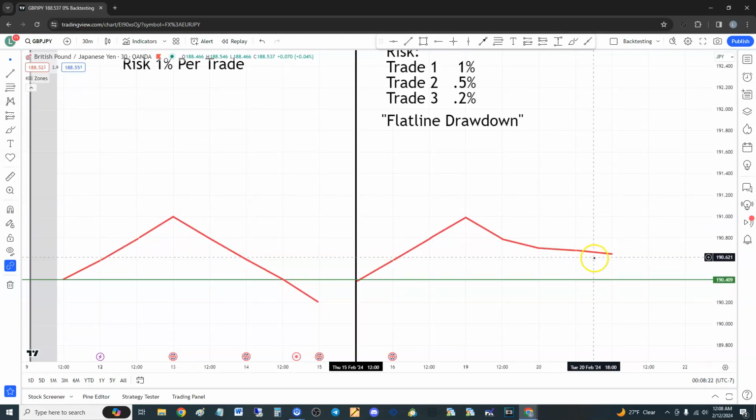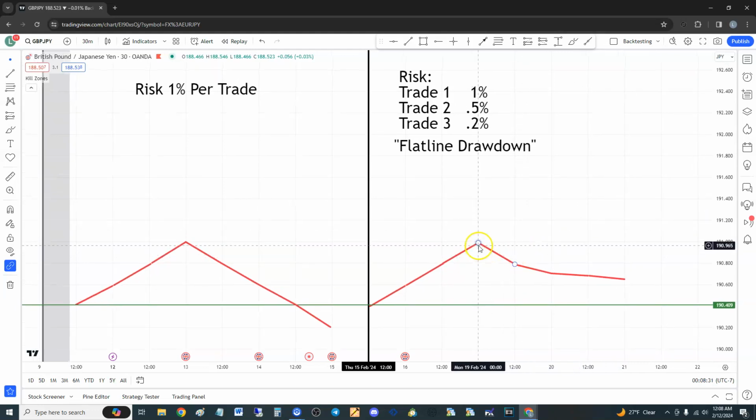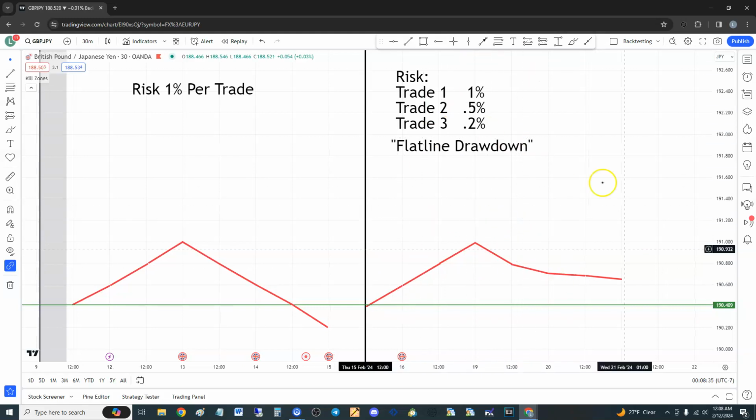We're still in profit after a 4 in a row loss streak here. We had a losing streak of 4 trades in a row. And using this strategy right here, flatlining your drawdown strategy, works a heck of a lot better, guys. And that's it. That's how simple it is.